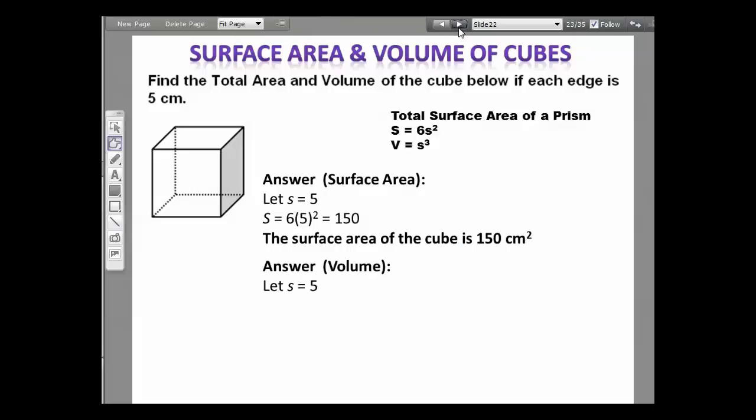Now to find the volume, we're still going to let S equal 5 because that didn't change. We're going to plug the 5 in for S in the volume formula, and then we're going to cube it, which gives us 125. So the volume of the cube is 125 centimeters cubed. See, it makes it a little easier to do the math when you use these shorter formulas, but let me state again that when you use the longer formulas, your answers will be the exact same.